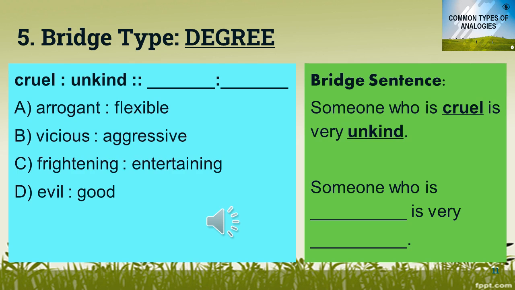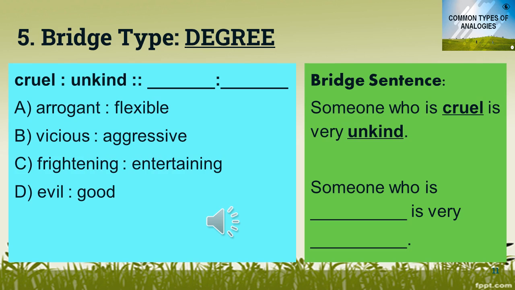Cruel is to kind as blank is to blank. So the bridge sentence is, someone who is cruel is very unkind. So let us use this bridge sentence for us to solve this analogy.